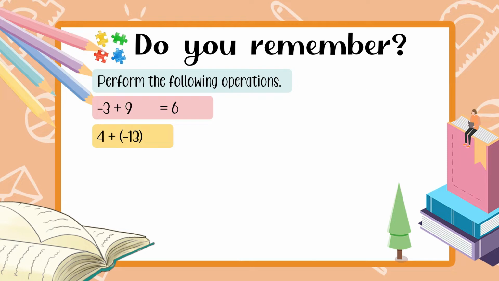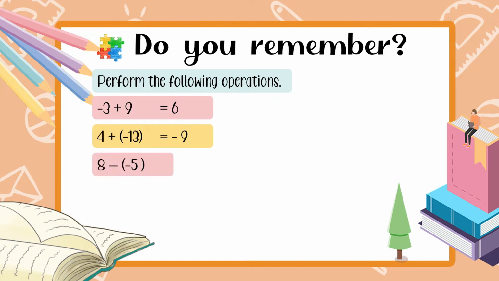Next, we have 4 plus negative 13. So, we have a plus sign. So, addition ulit. And since they have different signs, kailangan natin mag-subtract. So, 13 minus 4, we will get 9. And keep the sign of the bigger number. Since the bigger number here is 13 and the sign is negative, the sum is negative 9.